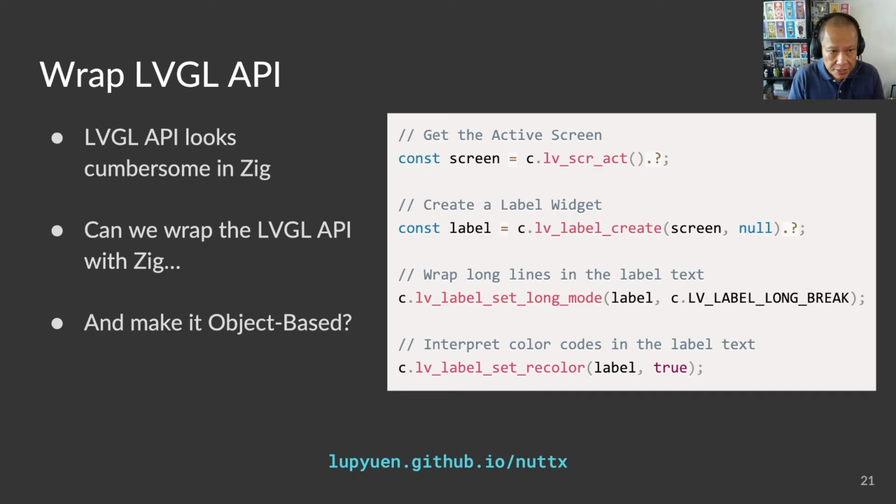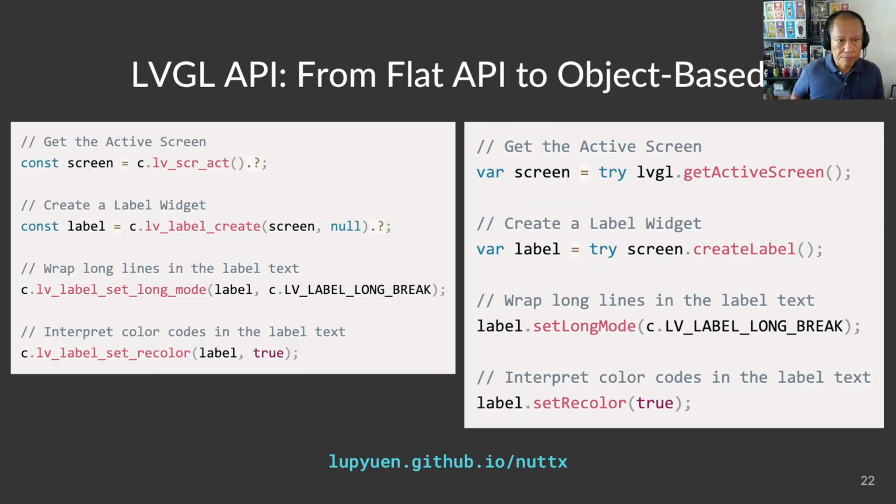Let us head back to our Zig code. When we last saw our Zig code, we were calling the LVGL API that we have imported from C, which looks long and cumbersome like this. Can we wrap the LVGL API with Zig and make it object-based so that it looks more friendly? This is what we mean. We move the LVGL widget to the front, right? Like these. And we shorten the function names from this to this. So the code looks more sensible.